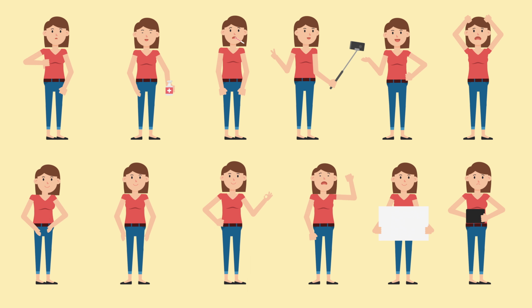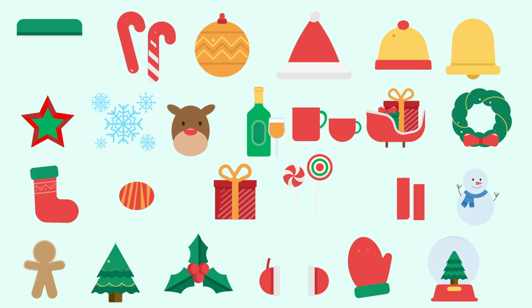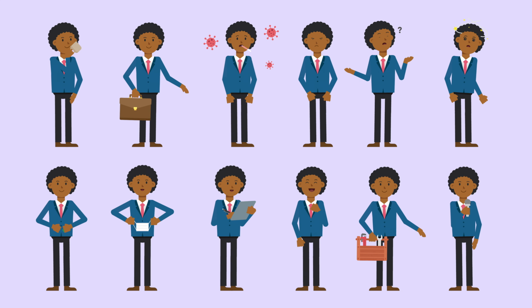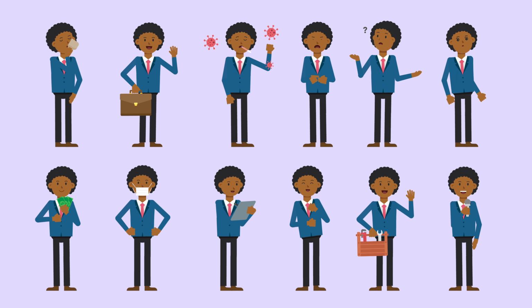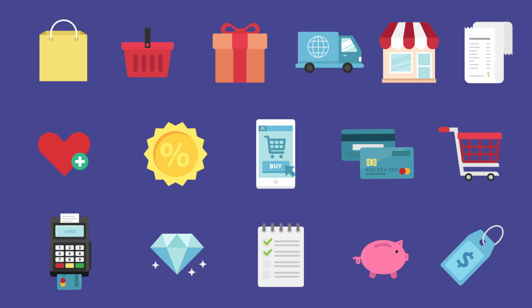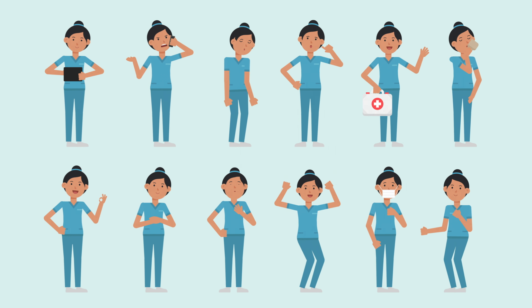Stock animation videos are basically a library of ready-to-use animated assets that you can purchase and license to use in your own video project. They're built by professionals, so they look amazing and usually come in sets of characters or icons that you can mix and match to create professionally looking videos with ease.